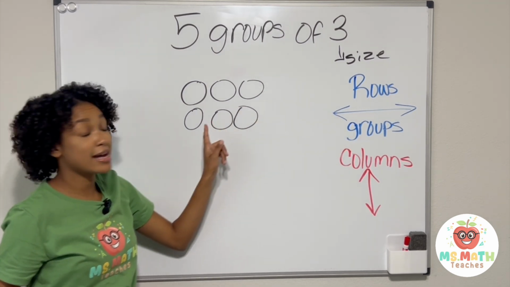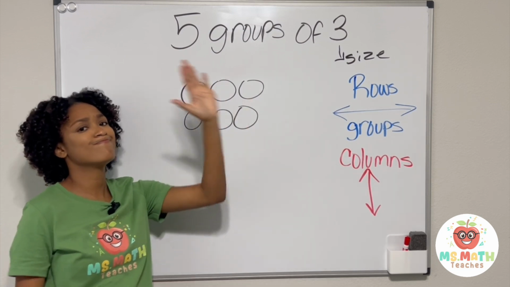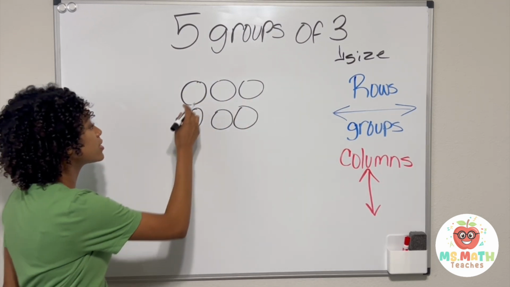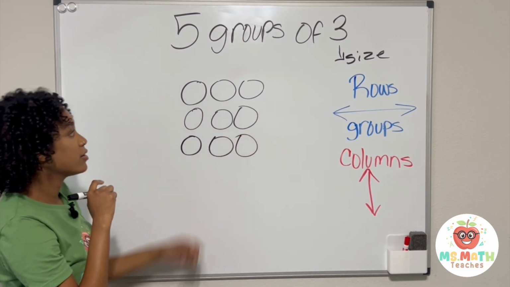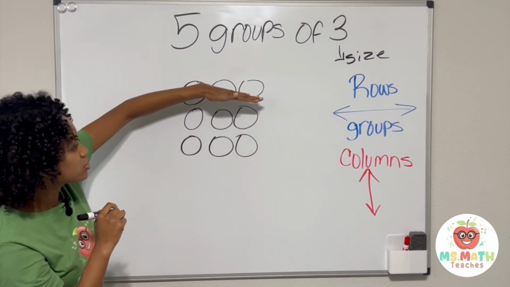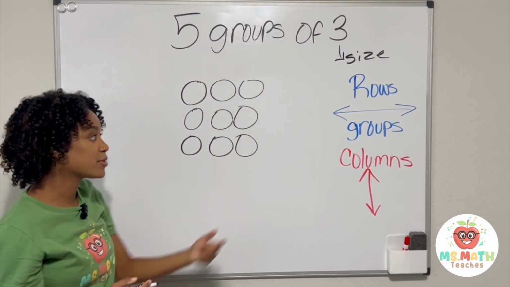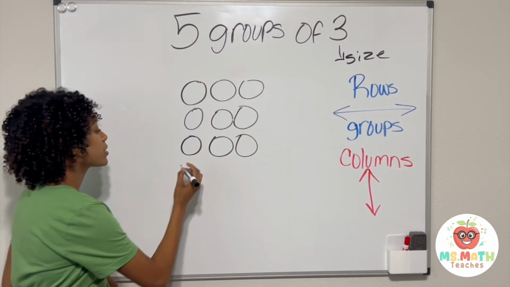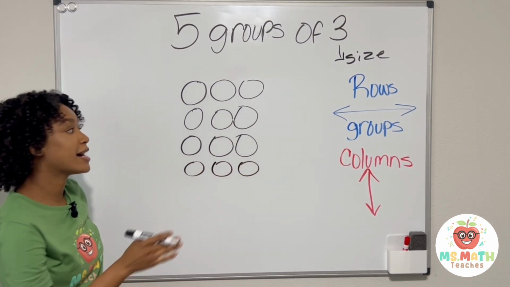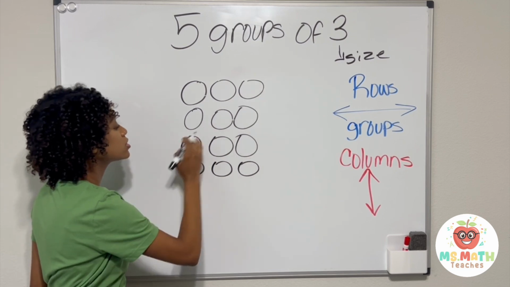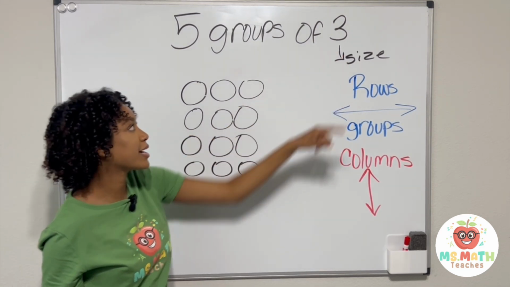How many groups do I have so far? 2. How many do I need to get to? 5. So let's keep going. Let's add another row. Okay. Now I have 3 rows. 1, 2, 3. But I really need 5. Remember, rows are groups. So we're going to have to add another one. So far, I have 4 rows of 3. Remember, the size is not going to change, okay?